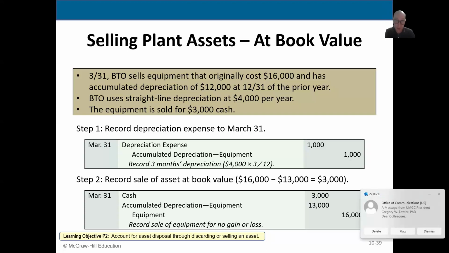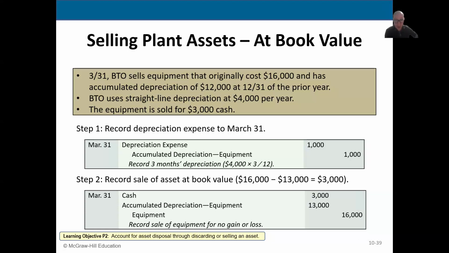So here's how it works. We debit depreciation expense, 1,000. Credit accumulated depreciation, 1,000. That gets us up to its current time for taking off the books. Step 2, we record the sale. Debit cash, 3,000. That's what we sold it for. We debit accumulated depreciation of $13,000, and we credit equipment, $16,000.